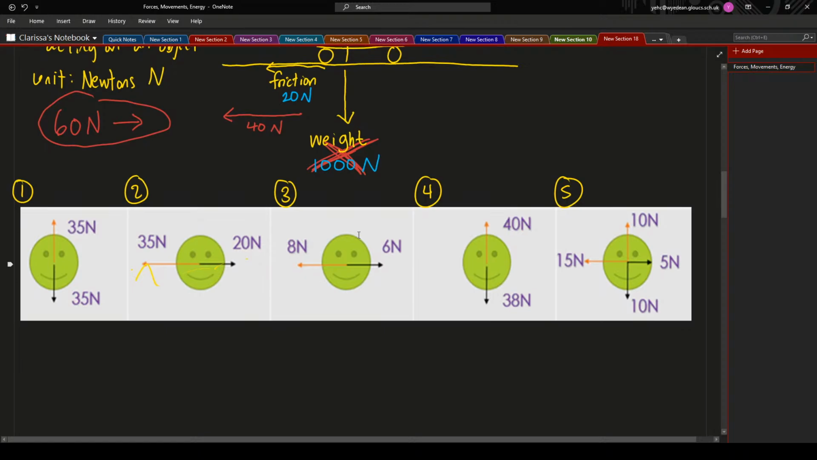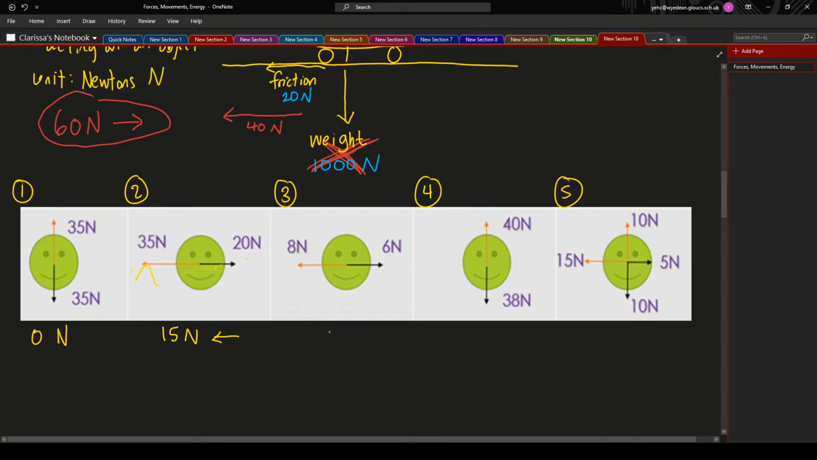Okay, let's go over some of the answers. So I'm going to start with the leftmost one. There's 35 newtons up, 35 newtons down. The resultant force is just 0 newtons. 35 newtons to the left, 20 newtons to the right. The resultant force, it is just 15 newtons to the left.